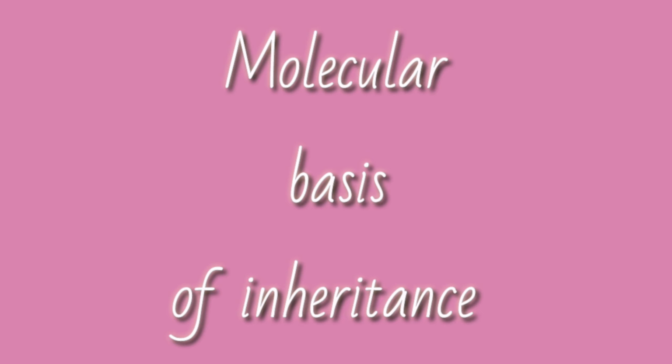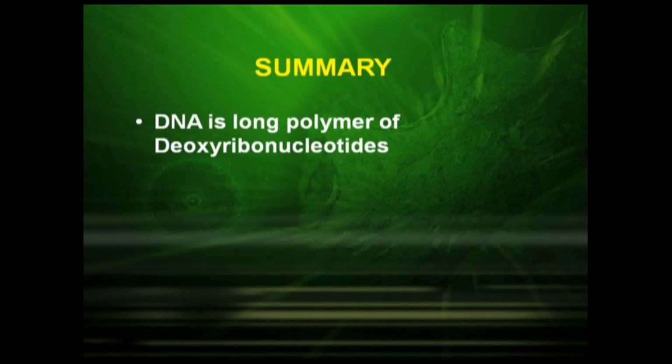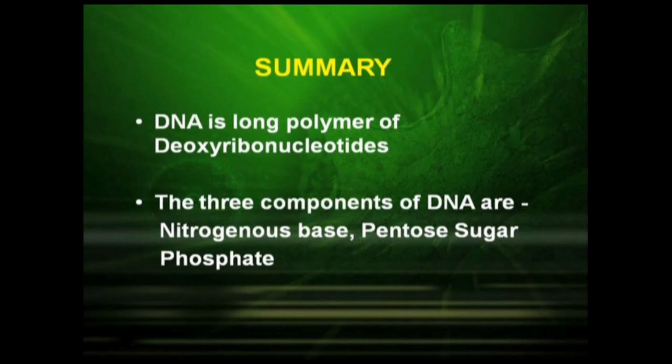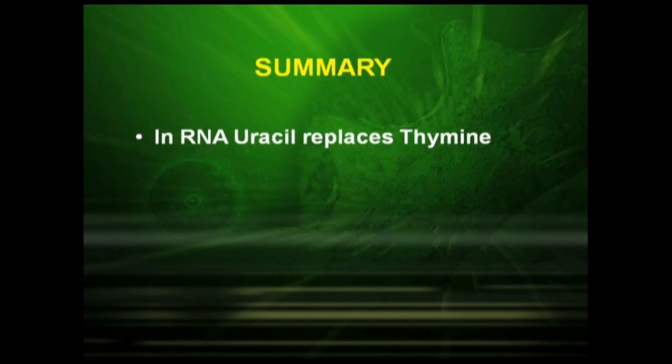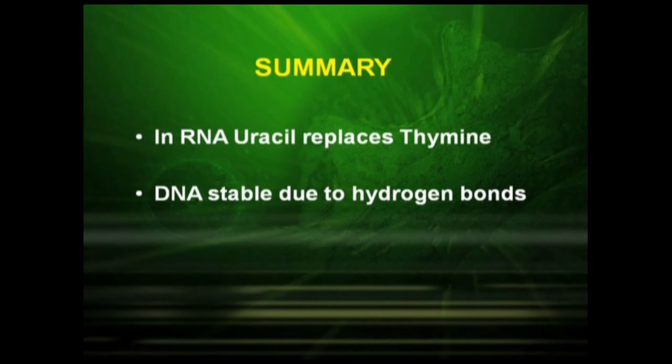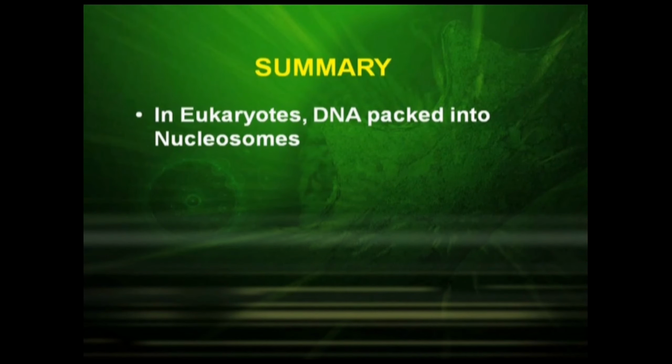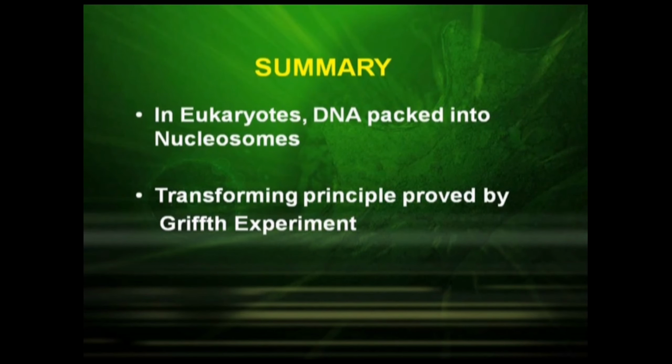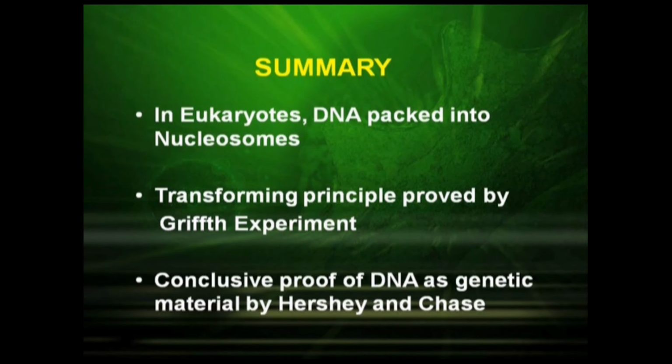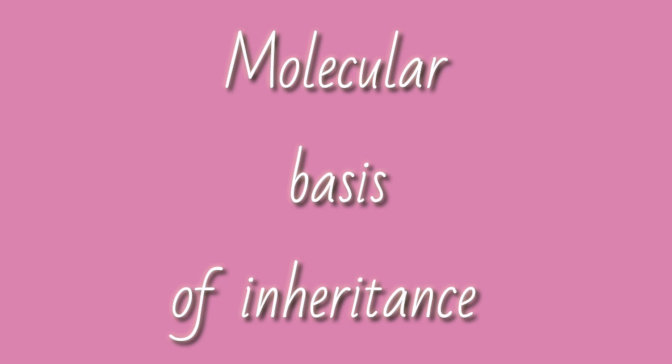So now let us see the summary. DNA is a long polymer of deoxyribonucleotides. The three components of DNA are nitrogenous base, pentose sugar, phosphate. In RNA, uracil replaces thymine. The DNA is stable due to hydrogen bonds. In eukaryotes, DNA is packed into nucleosomes, the transforming principle was proved by Griffith's experiment, and the conclusive proof of DNA as genetic material was by Hershey and Chase. Now you can check your understanding by the following.